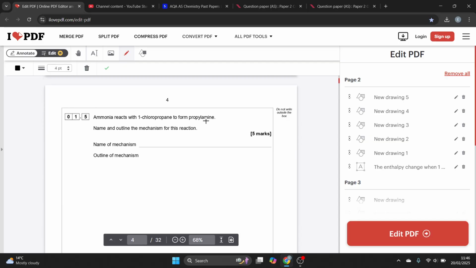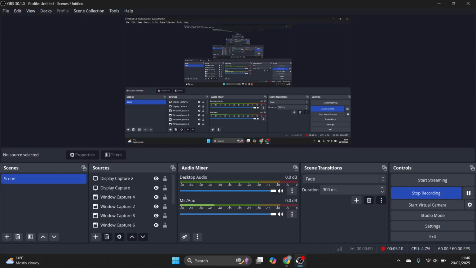Ammonia reacts with 1-chloropropane to form propylamine. Name and outline the mechanism for the reaction: nucleophilic substitution. Now it is 5 marks. 1 mark for the nucleophilic substitution part.